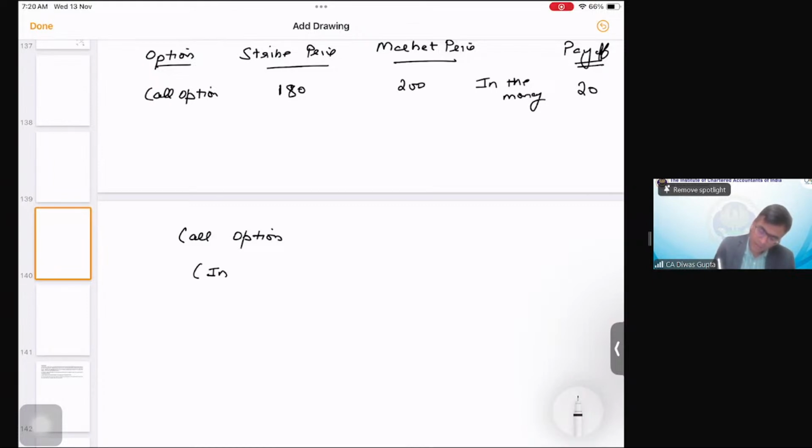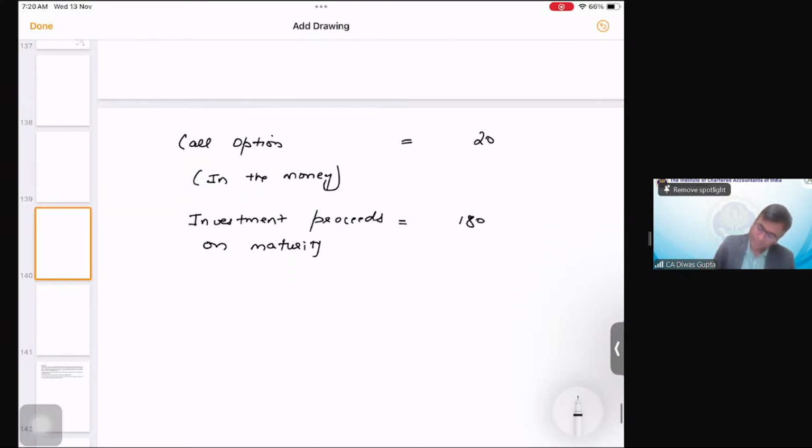This is in the money. It becomes 20 rupees positive, and proceeds on maturity, or let's say investment proceeds on maturity, I will get 180 in totality, and this is how I'm getting 180.